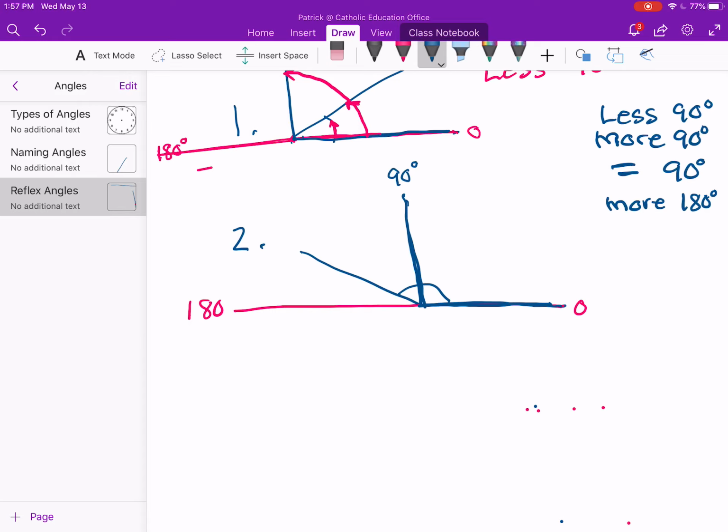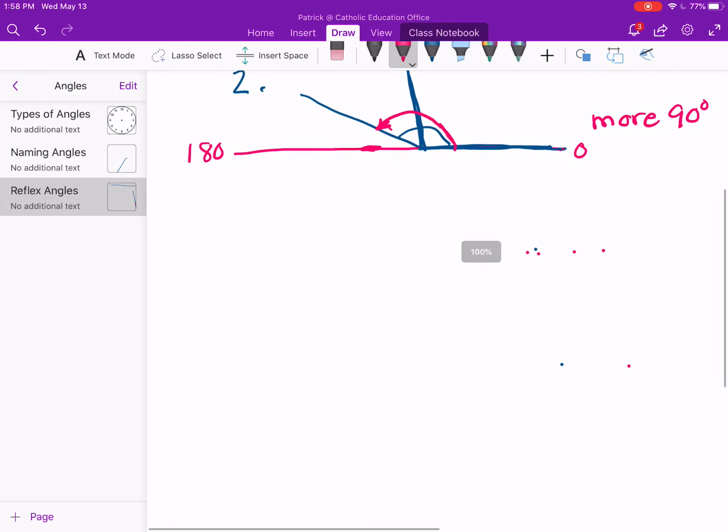So if that's 90, and it started at 0, it turned past 90, because it went to this one right here. That's where it went to. So it went past 90, but it didn't go past 180. So it's more than 90. So more than 90 degrees would be this one. Let's do number 3.